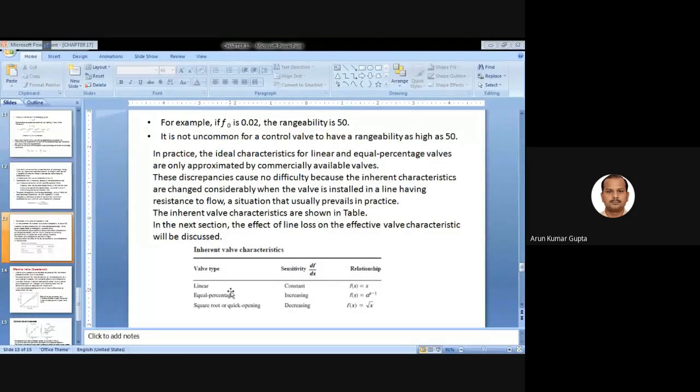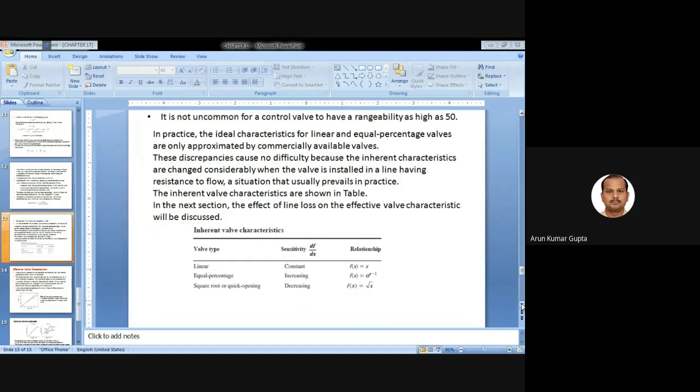So basically we have summarized the result. We have different types of valve, and depending upon the type of valve, the sensitivity is defined like this: it is constant, increasing, or decreasing, and the flow rate is a function of stem position. So that is linear, that is equal percentage, and this is the square root. So we have that kind of relation, and all the results are summarized like this.